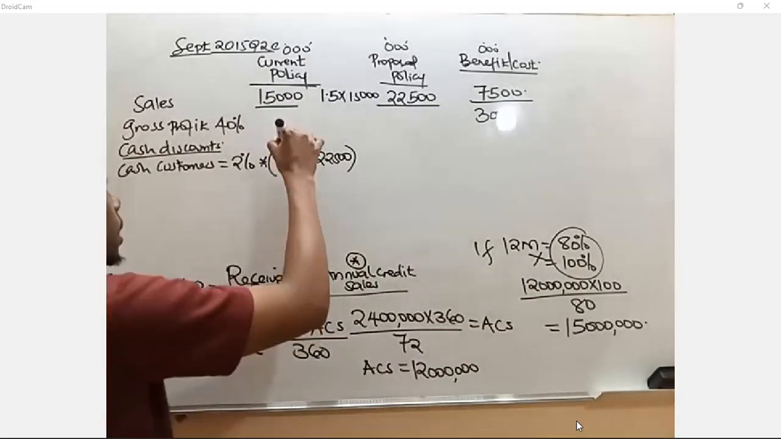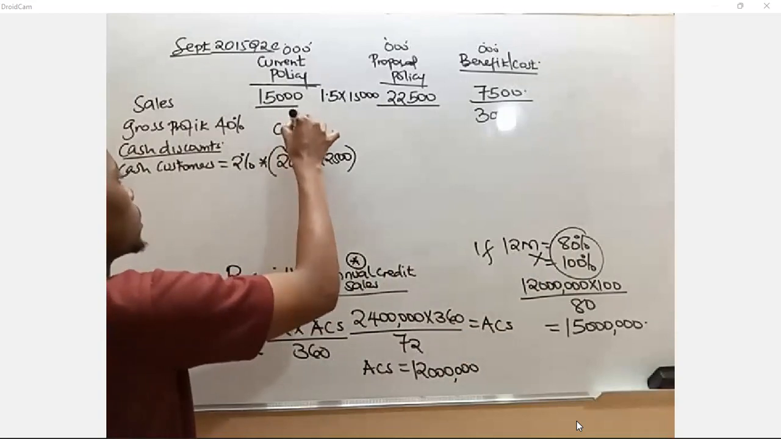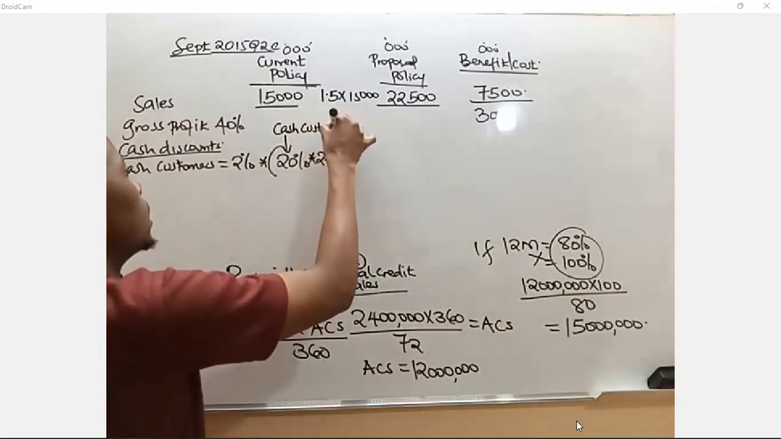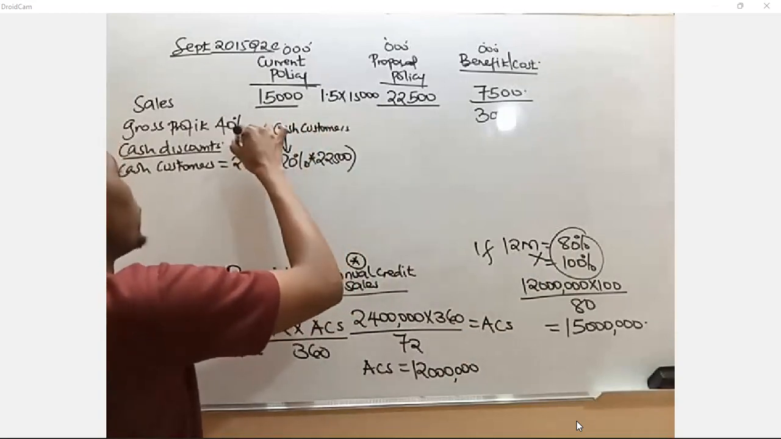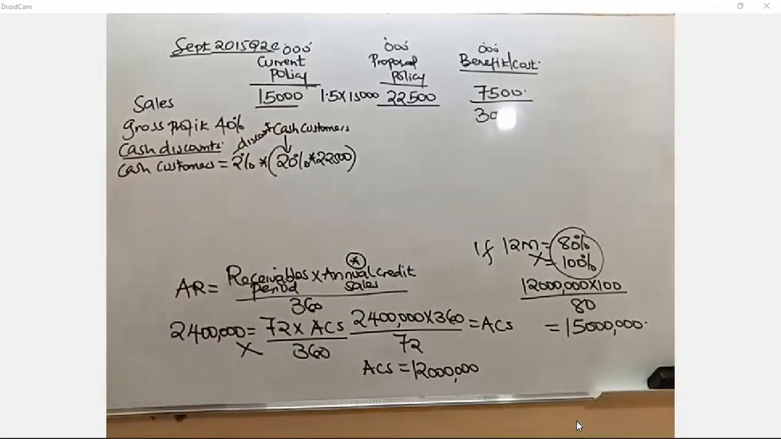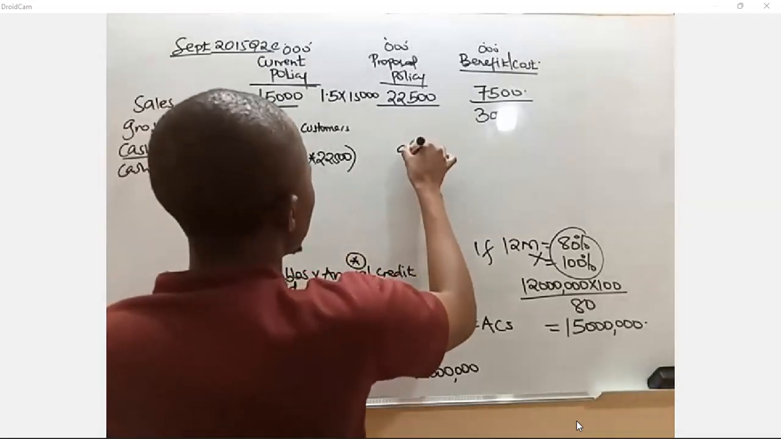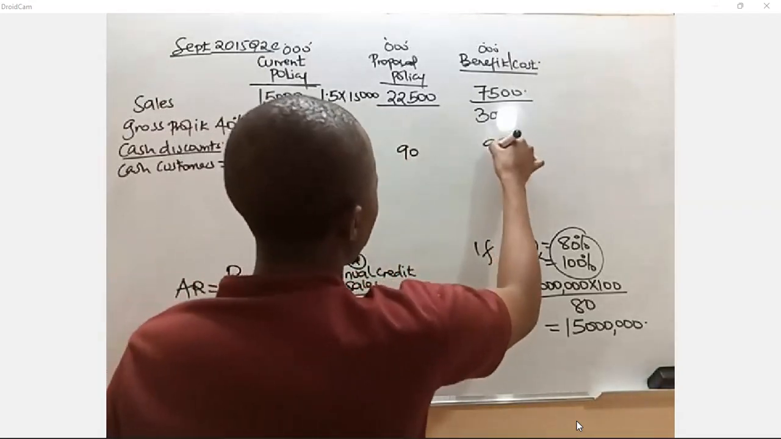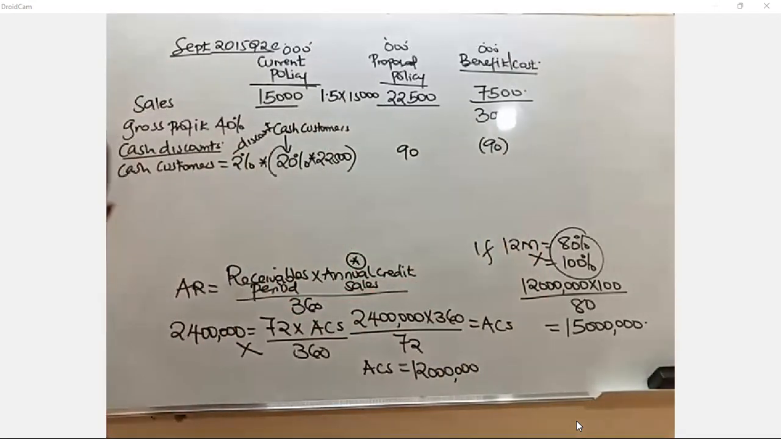Let me just write it here. These are cash customers, and they will be enjoying a 2% discount when they pay within the stipulated period of 20 days. So it will be 0.2 times 22,500, right? Times 0.02, right? We are going to be getting 90. So here will be a cost of 90 shillings, correct?